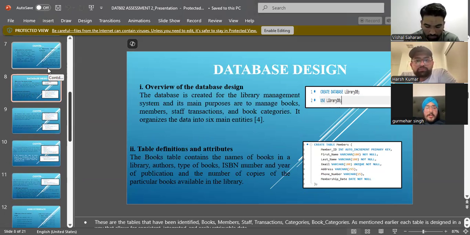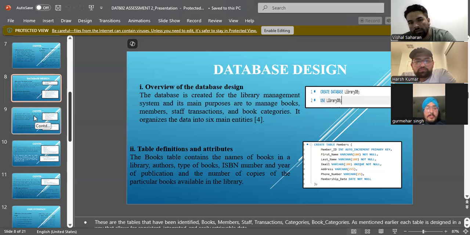Hi, I'm Gurmeher and I'm going to present the database design. The first one is the overview of the database design. The database is created for the library management system and its main purpose is to manage books, members, staff, transactions, and book categories. It organizes the data into 6 main entities. The second one is table identifiers and attributes.